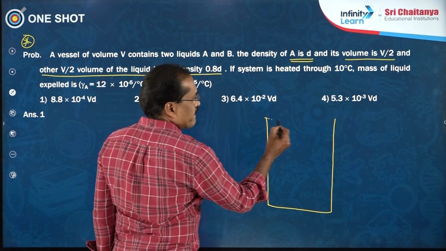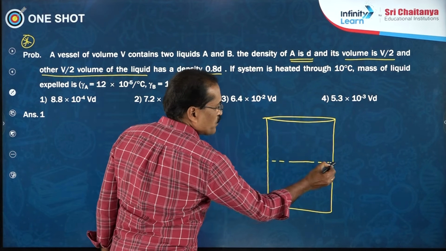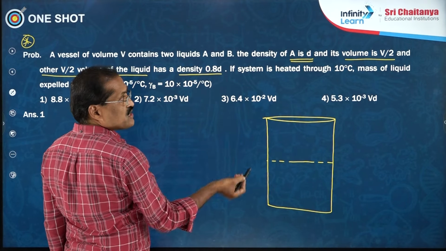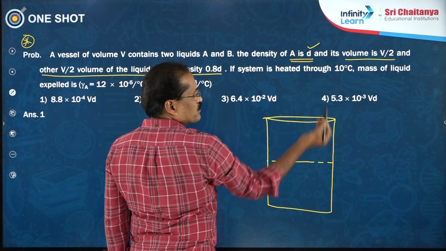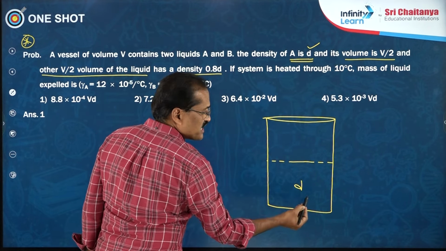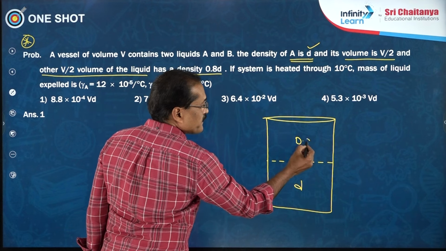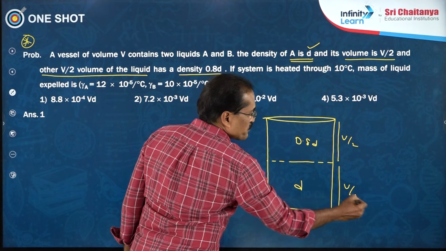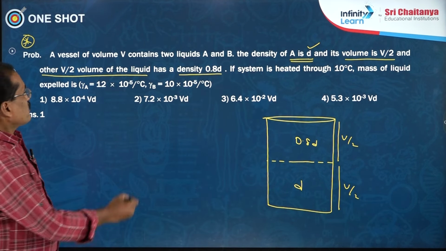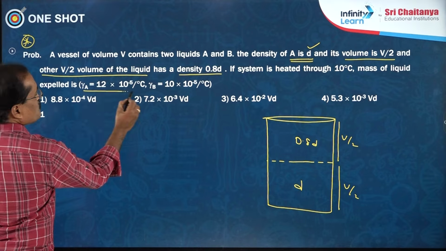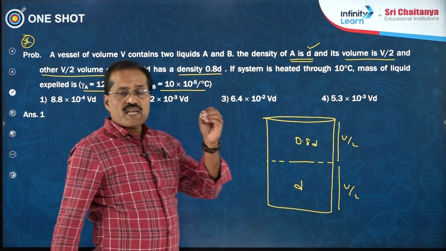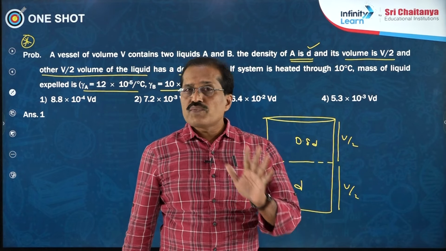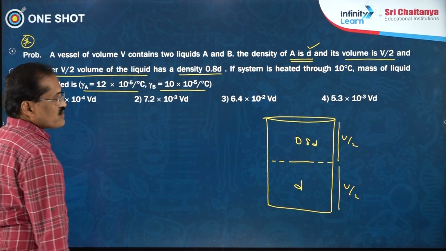This is a vessel, and up to half of it is one liquid, and up to the other half is this one. You observe clearly which liquid is at the bottom and which liquid is at the top; that is important here. A is the denser liquid at the bottom, with density D; this density is equal to 0.8 D, and this volume is V by 2, this volume is V by 2. Children, you observe here the coefficients of expansion of liquid A and liquid B. In the sense, they are the real expansions only. Observed expansions, unless it is mentioned, we should not count.